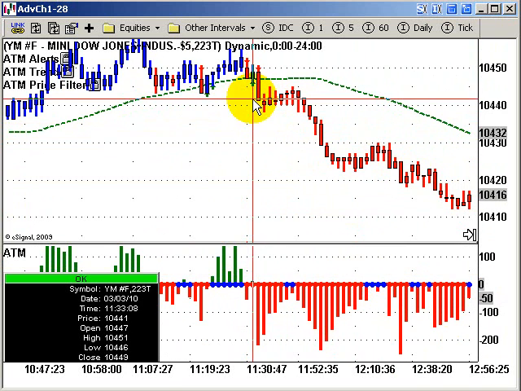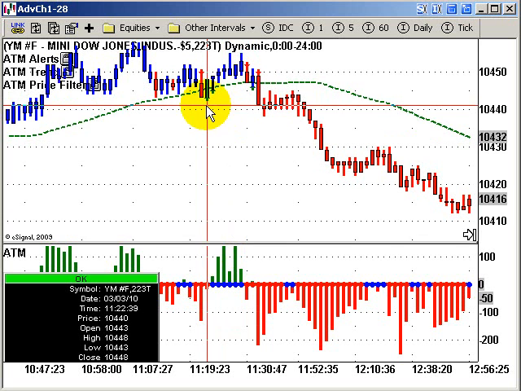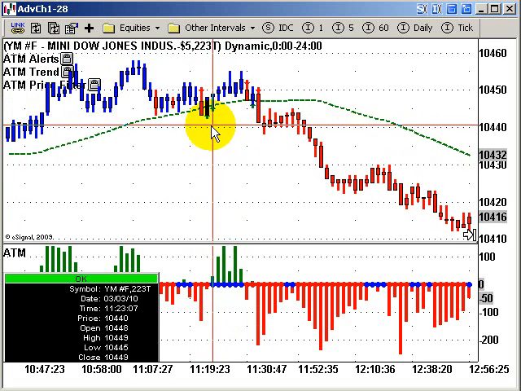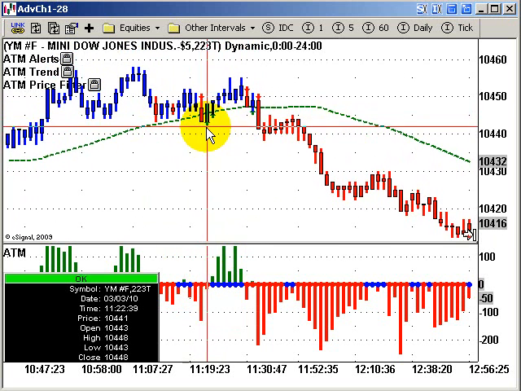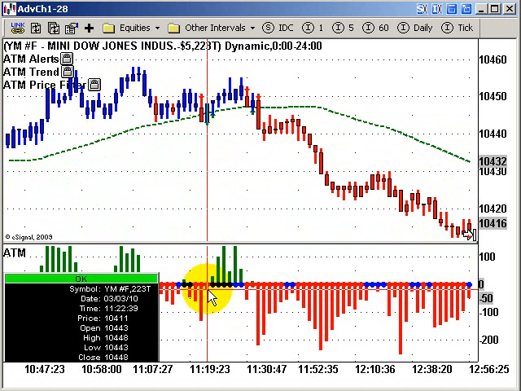But here was a setup here. Here we had our first... let's see. Oh, we didn't look at this one here. Here you had a blue bar that was with the trend. Okay, but the momentum was to the negative side there.